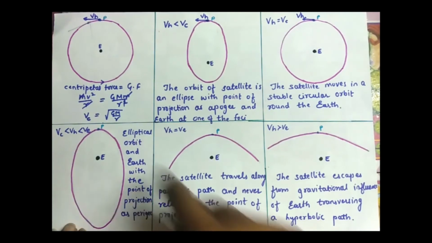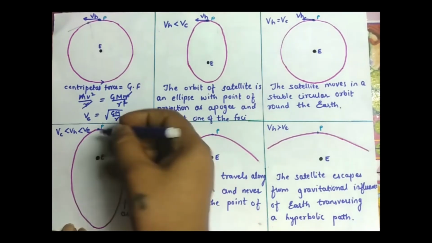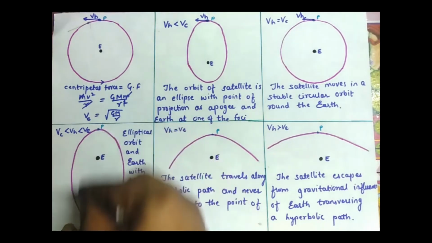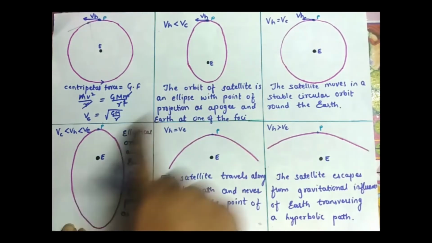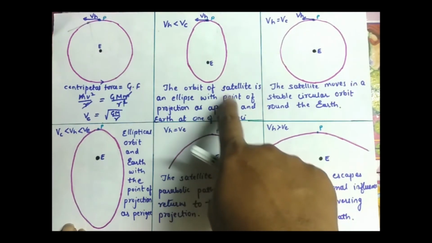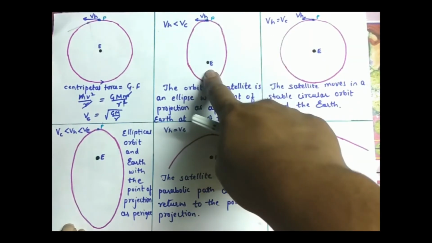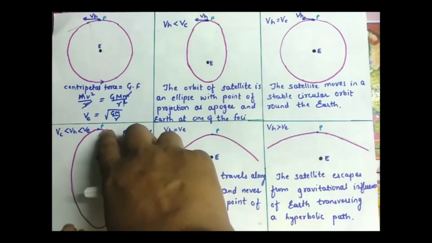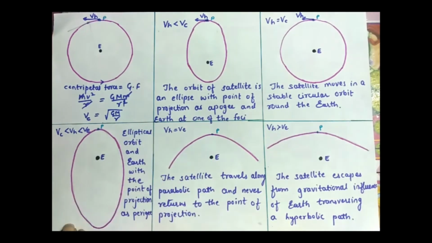Think logically. The satellite at point P starts performing an elliptical orbit once again like this, but in this case with the earth and the point of projection at perigee. What are apogee and perigee? Apogee, as you studied in geography, is when the satellite is farthest from the earth. When the satellite is nearer to the earth, this position is known as perigee.